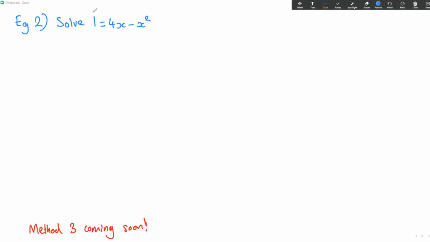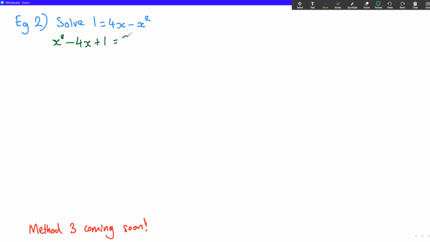Now you can either move the 1 over here, but it's better if we make sure that this x squared term is positive. It'll make our life easier. So what we can do instead is move this to the left, sorry, and move this to the left. So let's do that. We move this over, giving us positive x squared. We also move this over, giving us minus 4x, and the 1 stays the same. And now we have our 0 because we moved everything to the left. So now we have our equals 0.